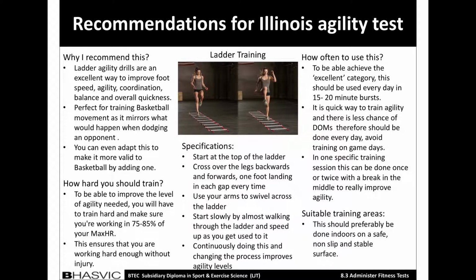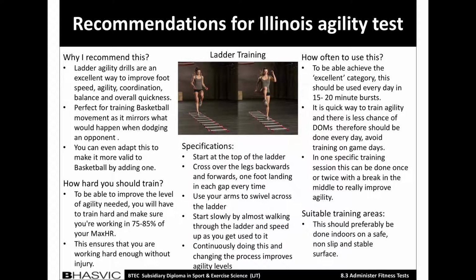How hard should you train? To be able to improve the level of agility needed, you will have to train hard and make sure you're working in 75 to 85% of your maximum heart rate. This ensures that you're working hard enough without causing injury.